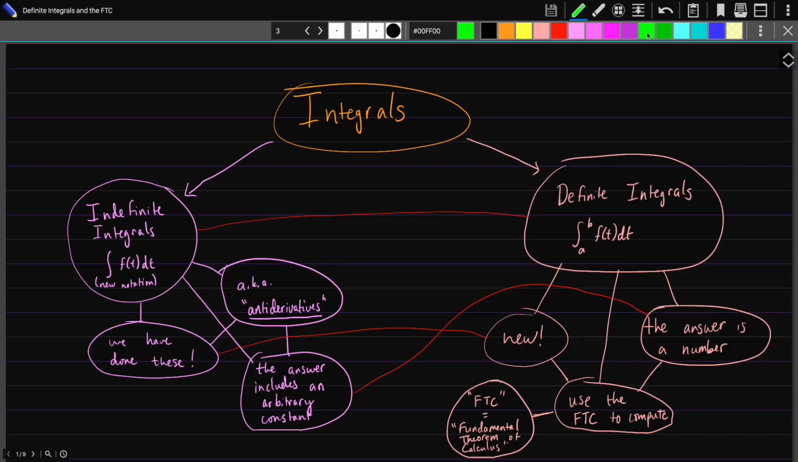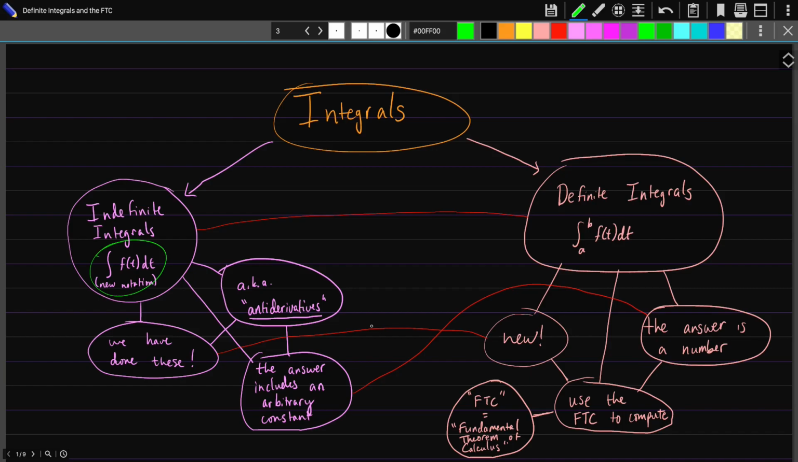Hello again. So today I'm going to be telling you about integrals. There are two types of integrals. There are indefinite integrals, and these are usually written like this: the integral of f of t dt is how we write that. This is new notation, but it's actually an old concept. These are the same thing as antiderivatives, and we've done plenty of those so far this course.